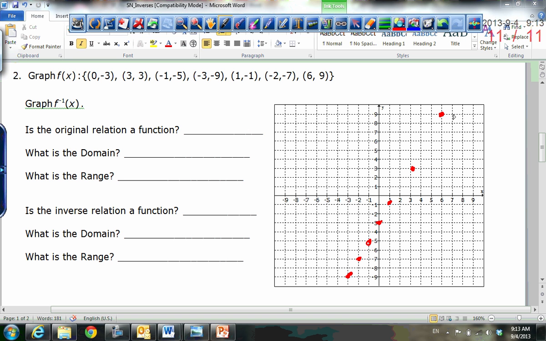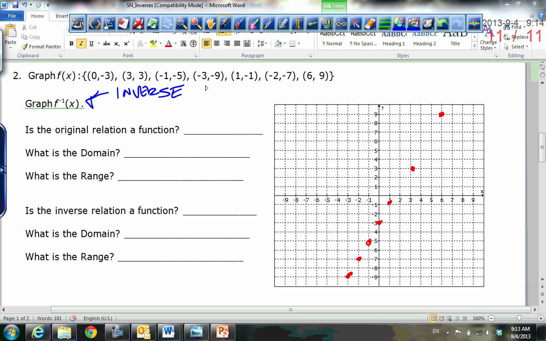All right, did I mess anything up? Let's kind of do that fast. Does mine match yours? Check me. Am I good? Okay. When it says graph f to the negative 1, what does that mean? That just means inverse. So what are we going to do to graph the inverse? We're going to switch all my x's and all my y's.